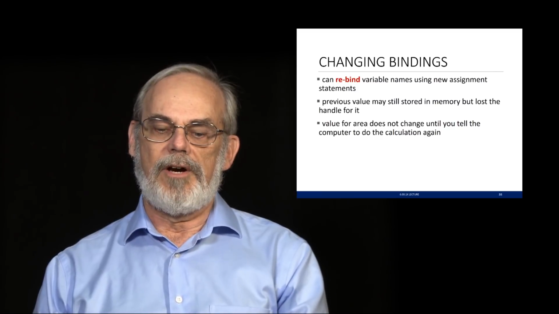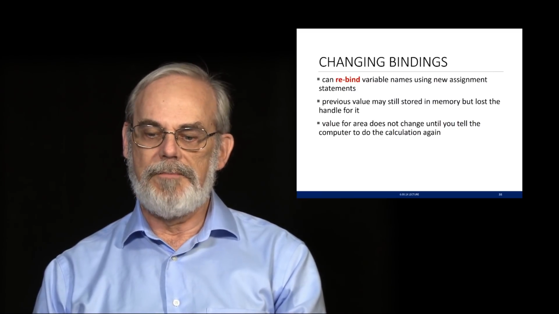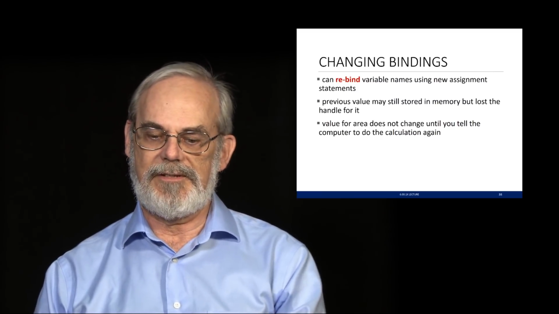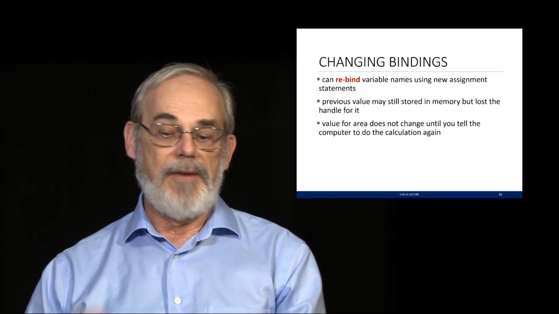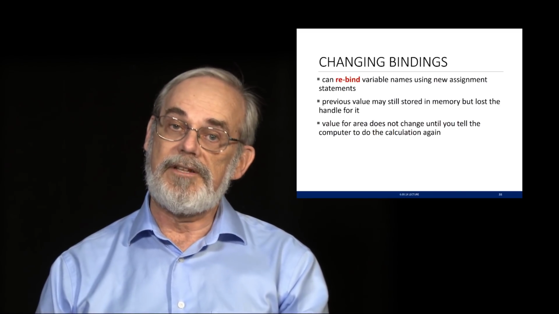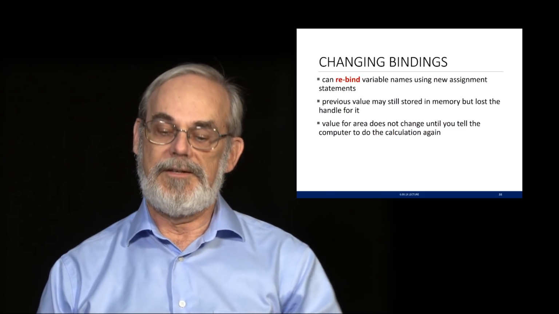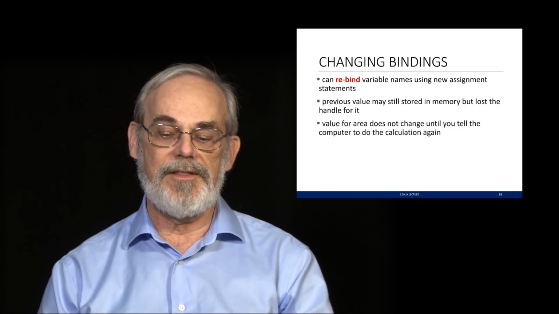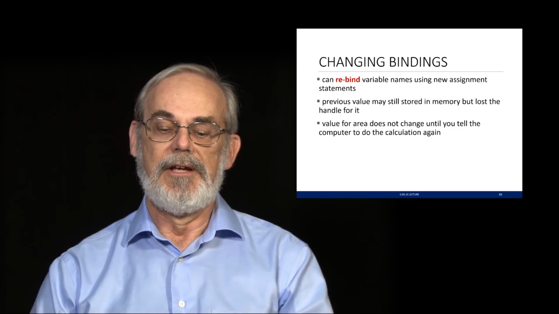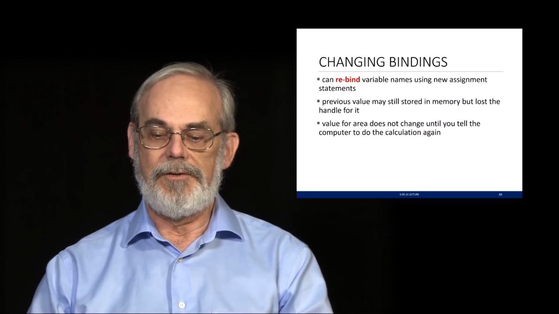The last piece here is you saw we could change the bindings. I can rebind a variable name in a new assignment statement. The previous value may still be around in memory, but it's lost. There's no handle, no way to get to it. And as we just saw, the value for area doesn't change until you tell the computer to do the calculation again.